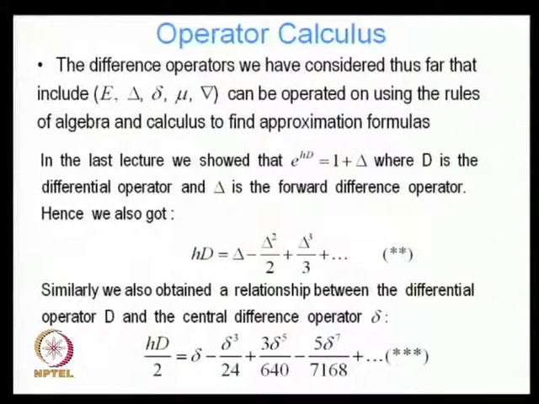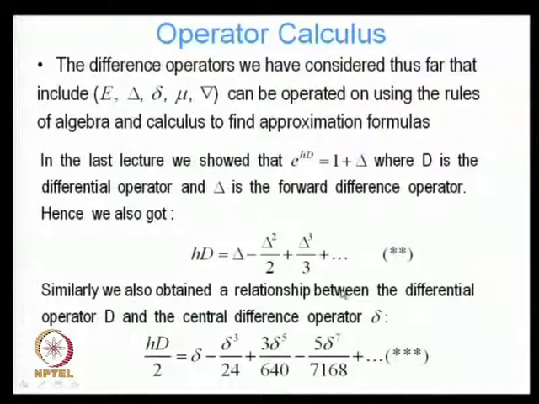In the last lecture, we dealt with operator calculus, and during that we showed relations between various operators. For instance, between the forward difference operator and the differential operator, and we showed that they are related through the exponential function. So, e to the power hD is equal to 1 plus delta, where D is the differential operator and delta is the forward difference operator. Using this, we also showed that hD is given by this relation in terms of delta.